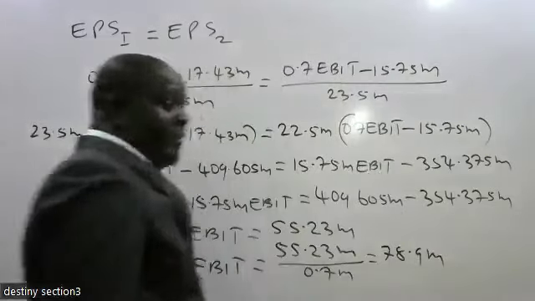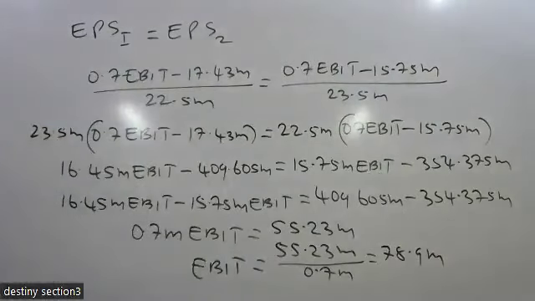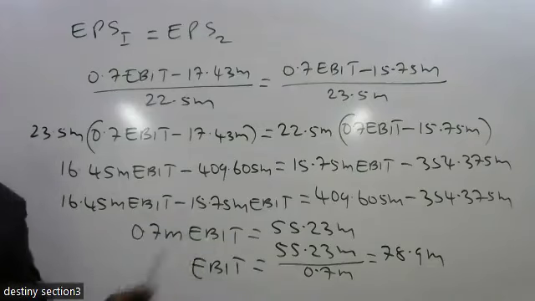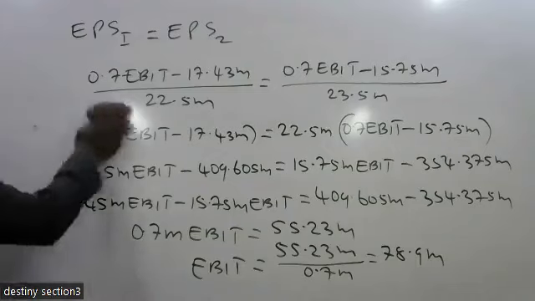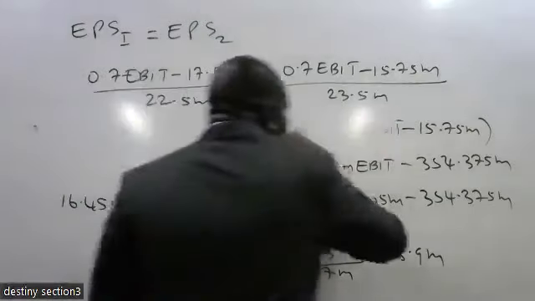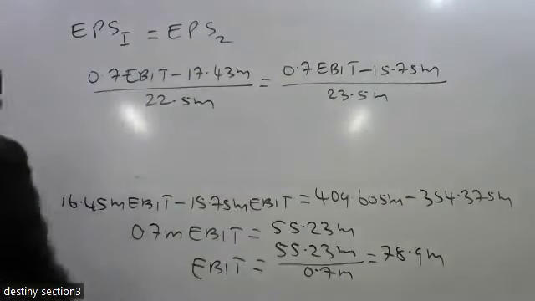That means 8.9 million. So that is now your earnings before interest and tax at the point of indifference. We now compute the earning per share at the point of indifference. We simply use the formulas that we have just made to get the earning per share for each.